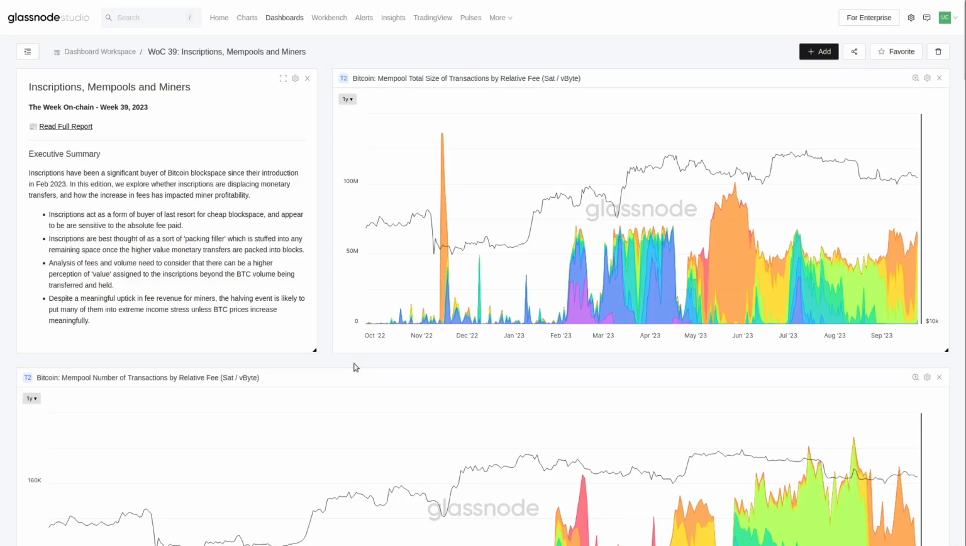Okay, so here we are in our week on chain 39 dashboard. And as I said at the start, we are going to begin with the mempool. Now, it's really important to remember that there is no single mempool in Bitcoin. The mempool is individual to each node, and each node has a particular set of rules.